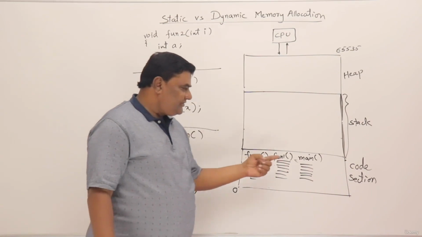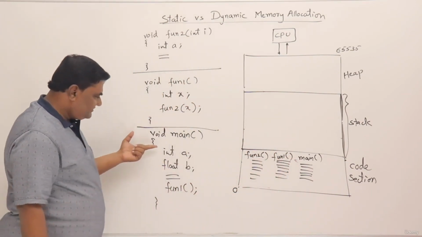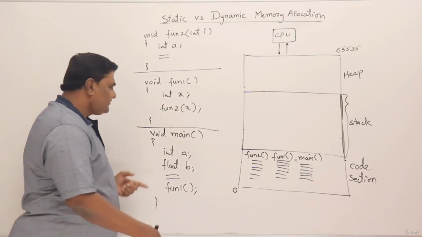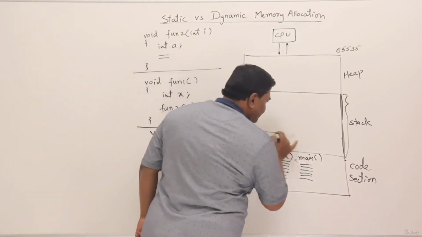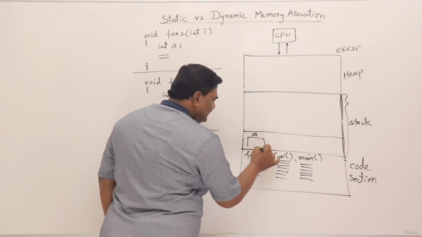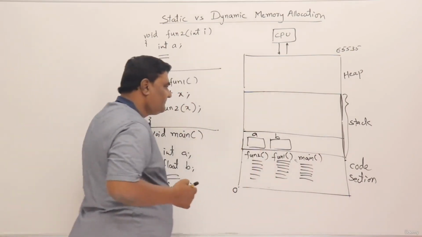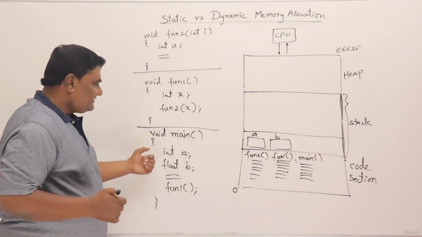When the program starts executing, it will start from the main function. The moment it enters inside the main function, it requires variables. So the memory for A and B will be allocated inside this section, and that is A and B. I'm making it a single block. These are the two variables.